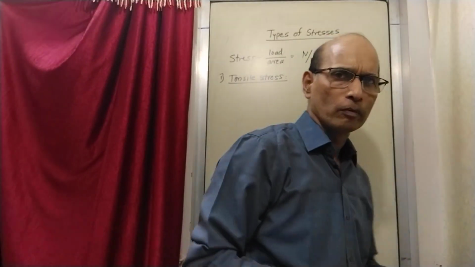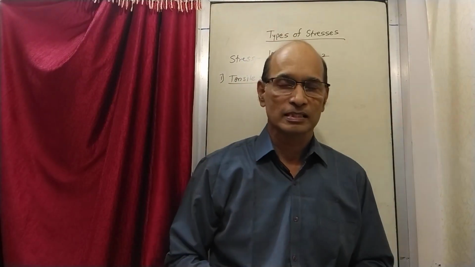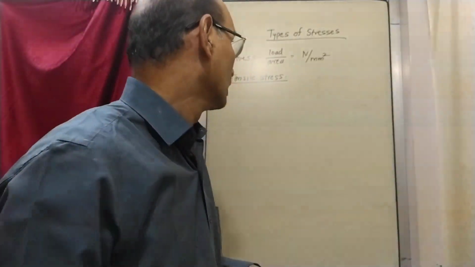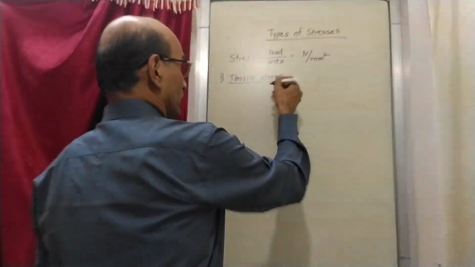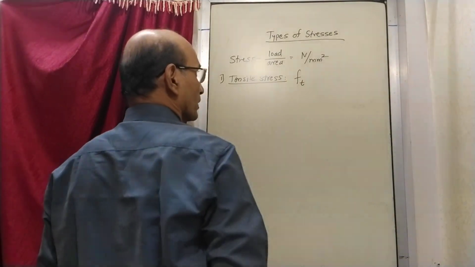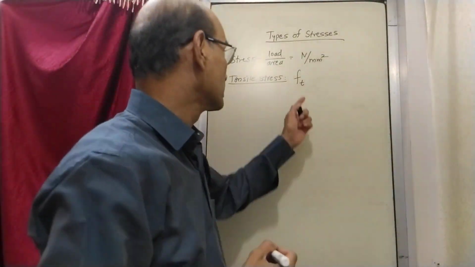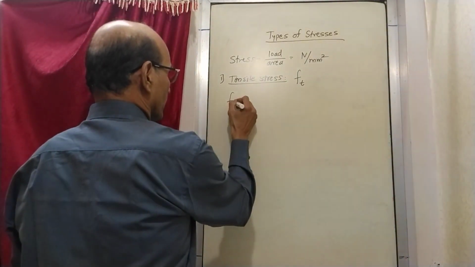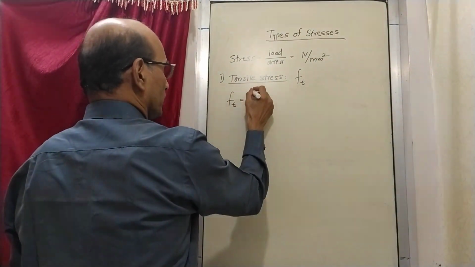Now this could be probably a revision for all of you, because you already learned this during the strength of materials, but it is anyway required to be revised. So we are talking about all these stresses. Now tensile stress we are going to represent by letter Ft. That is the convention. T stands for tensile stress, and this tensile stress is given by, of course, load upon area.